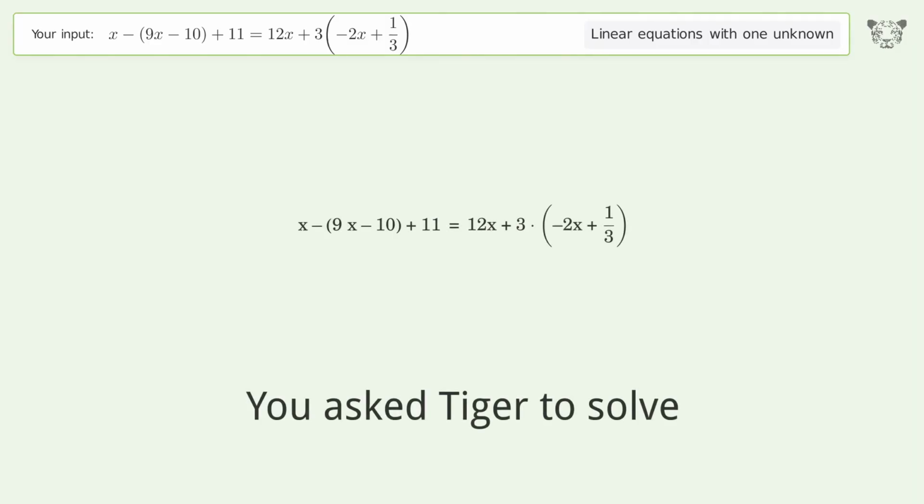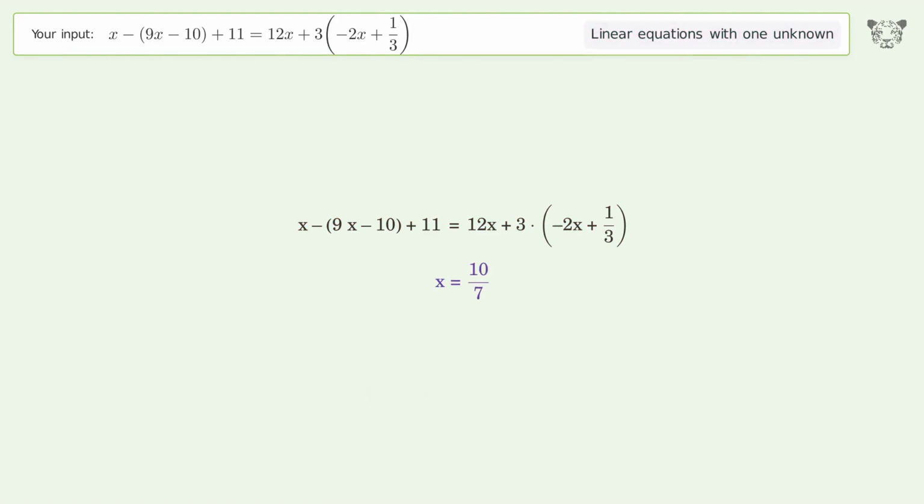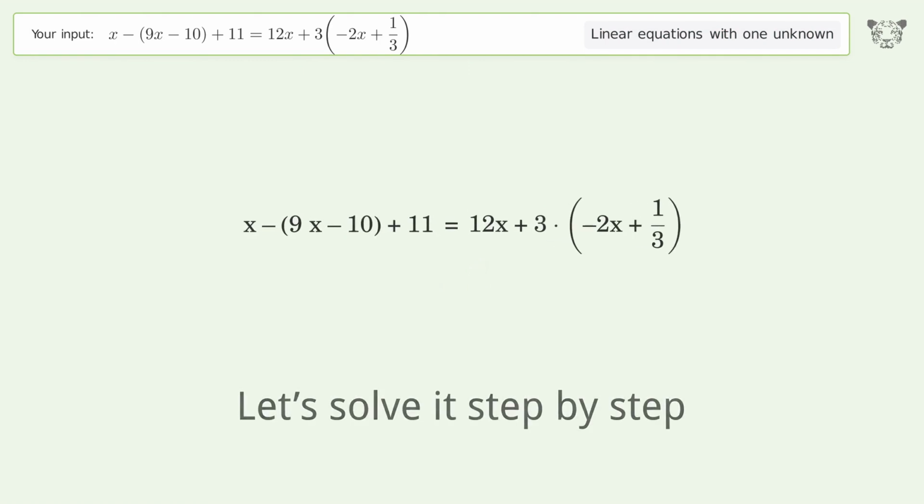You ask Tiger to solve this. This deals with linear equations with one unknown. The final result is x equals 10 over 7. Let's solve it step by step.